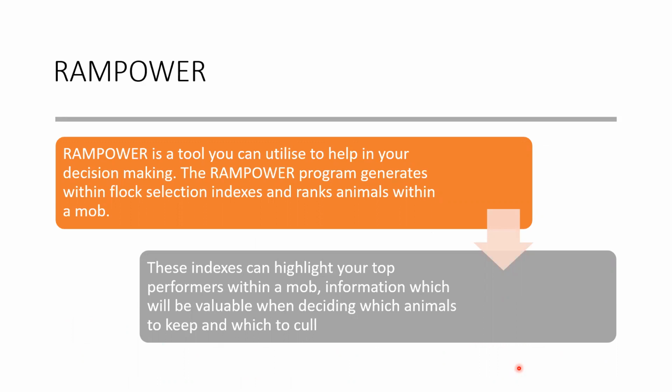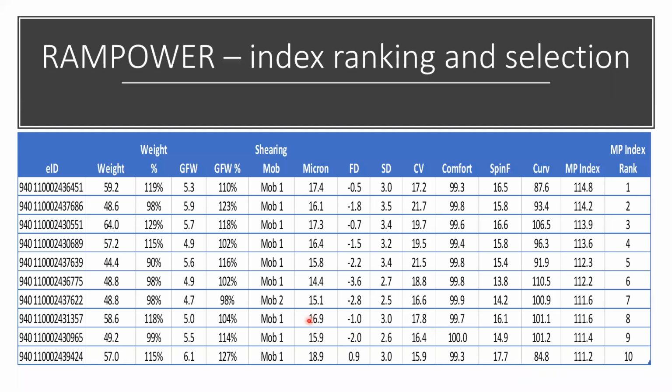So RamPower is a tool that can help you in your decision making. It generates a within flock selection index, and then we can rank the animals based on that. It's quite simple to use. Again, we're still collecting, and this is an example where we're utilising electronic identification. We've collected a body weight, we've collected a greasy fleece weight, and we've also micron tested them. As you can see, we've also got two mobs in this particular example.